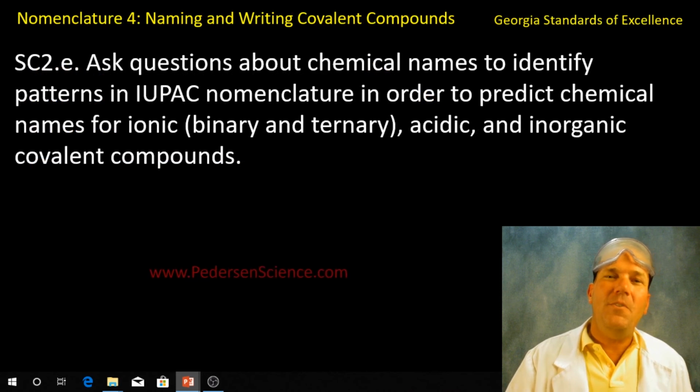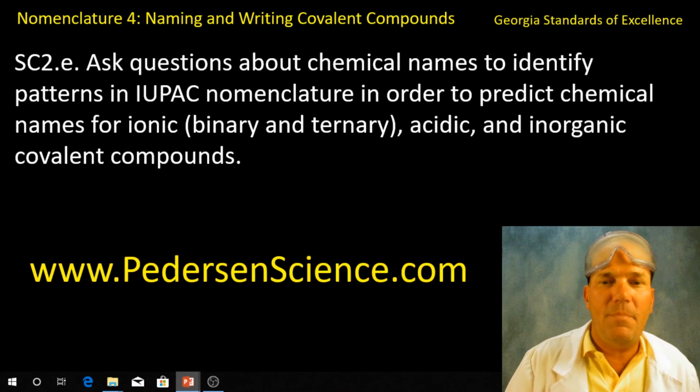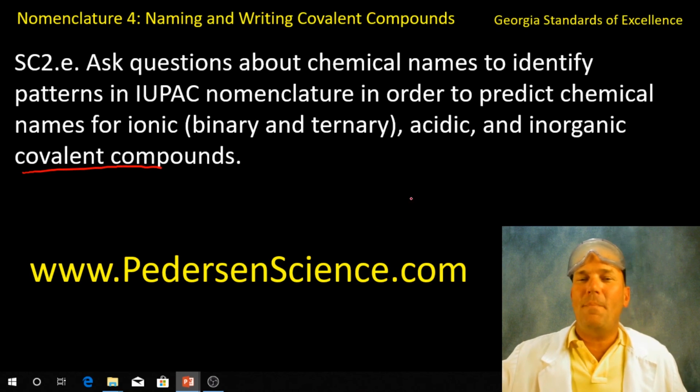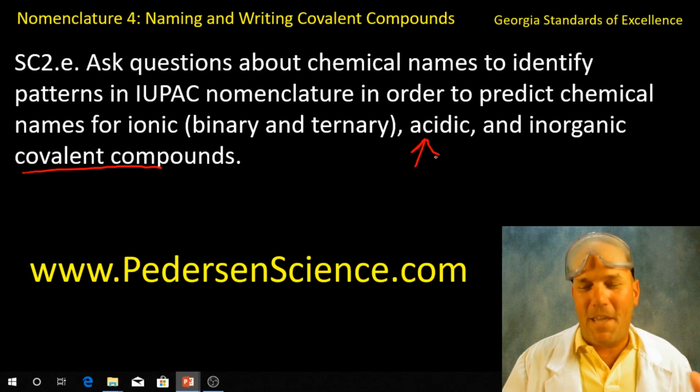In this video, we've continued to look at our Georgia Standards of Excellence, except now you are able to name covalent compounds, which leaves us with Nomenclature 5, where we're naming acids.